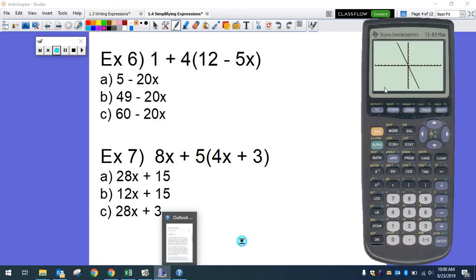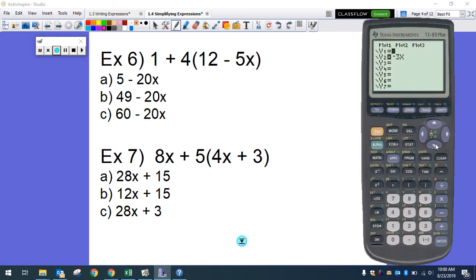All right, these work the exact same way, even though they look just a little bit different. So let me do 6, and then you're going to do 7. So 6 says 1 plus 4, and then parentheses 12 minus 5x. And I'm going to graph it. Okay, that's what I want my answer to look like.